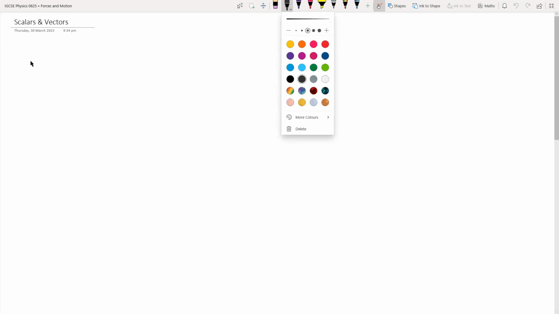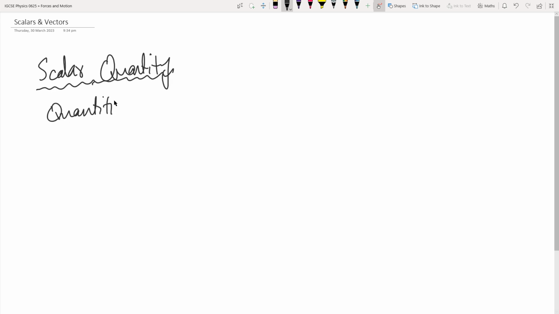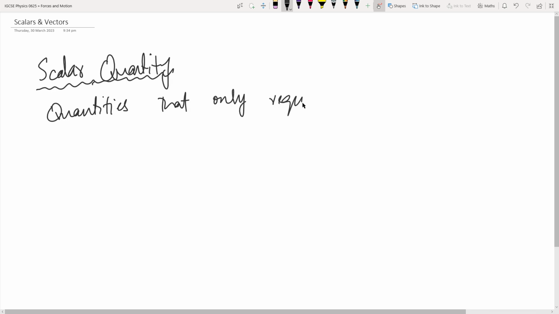So what are scalars, right? Let's define this. Scalar quantity. We did discuss several quantities: base quantities, derived quantities, right? So scalar quantities can be either base quantities or derived quantities, depending on the fact that they only require magnitude to be defined, right?